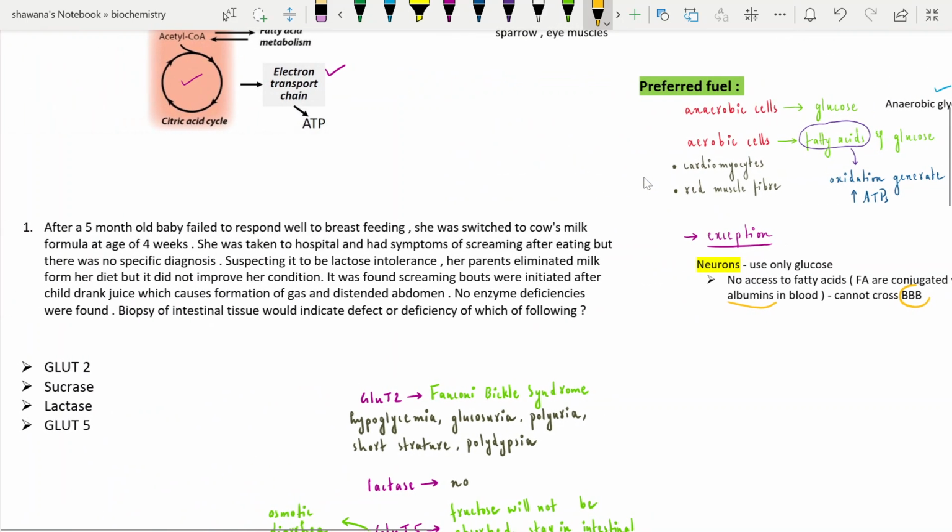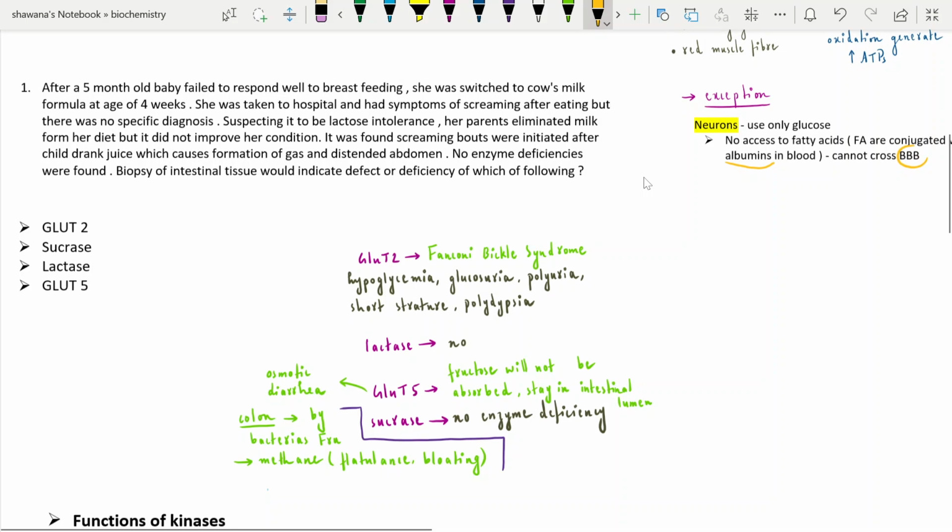There is a clinical situation given here, so let's read it, try to understand it, and try to find your own answers while reading it. A 5-month-old baby failed to respond well to breastfeeding. Okay, she is not responding to breastfeeding. She was switched to cow's milk at the age of 4 weeks. She was taken to hospital and had symptoms of screaming after eating, but there was no diagnosis.